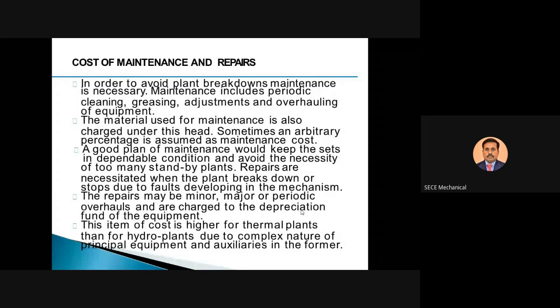You have to buy some spare parts or replacements. You have to do some overhauling, greasing, cleaning, overhauling the equipment, and some maintenance work. There are different types of maintenance work: breakdown maintenance, preventive maintenance. This type of maintenance needs some cost. All these activities are related with cost, and that cost comes under cost of maintenance and repair.